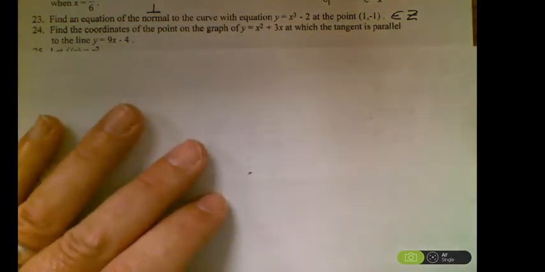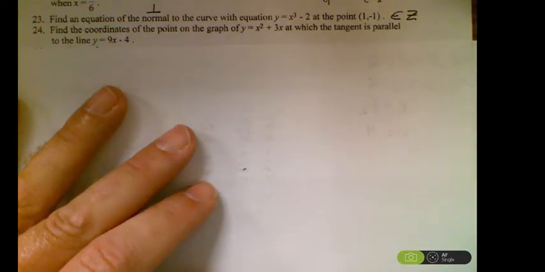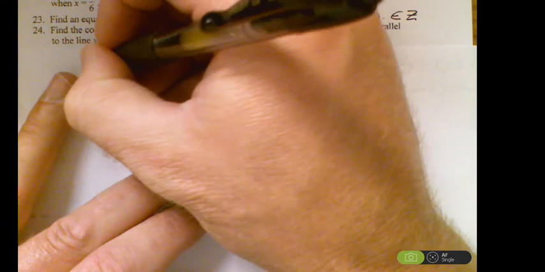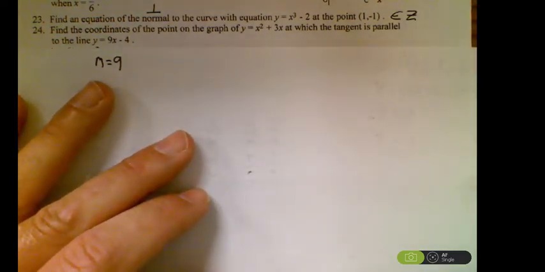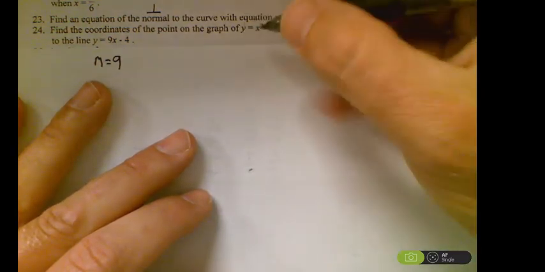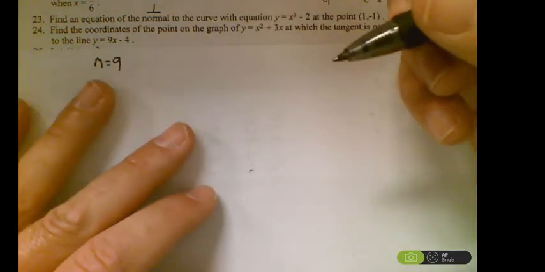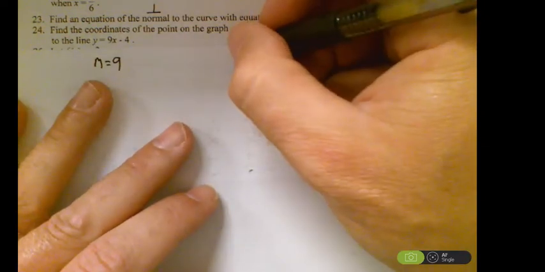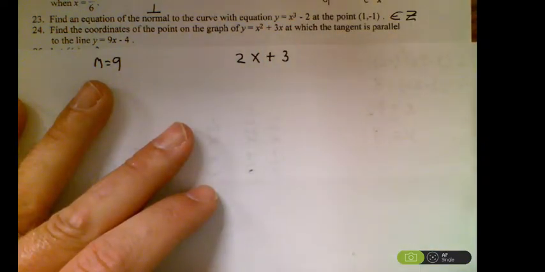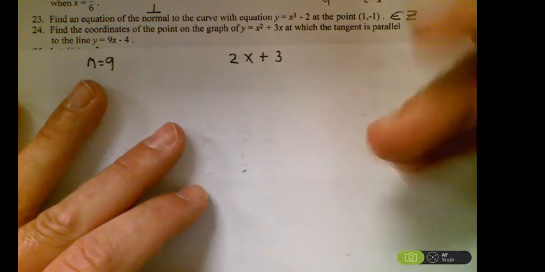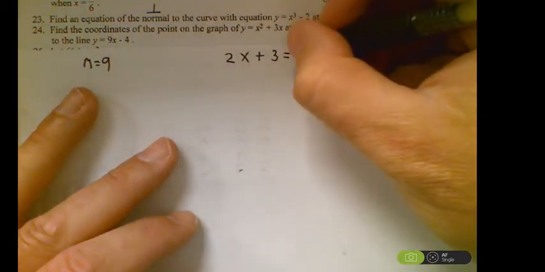Moving on, 24. Coordinates of the point. Now they're telling me that the tangent is parallel to that line right there. We already know that parallel lines means they have the same slope. Since the slope of that line is 9, that means the slope of our line is 9. Whenever working with slopes, that automatically means derivatives. In fact, in any word problem, you can replace the word gradient with the word derivative. In this case, we have the derivative, which is 2x plus 3. Remember, if the derivative equals something, that means the gradient equals something. And in this case, the gradient is 9.